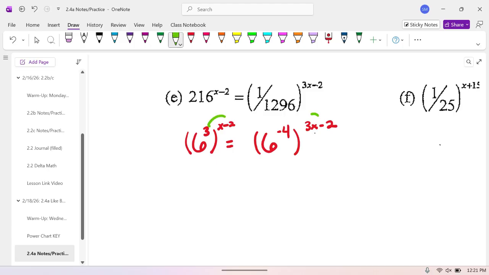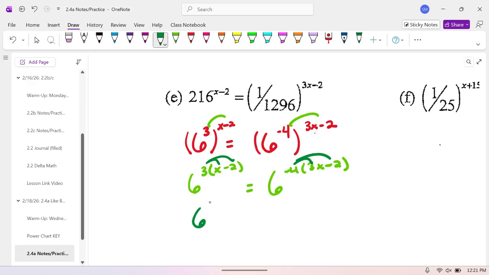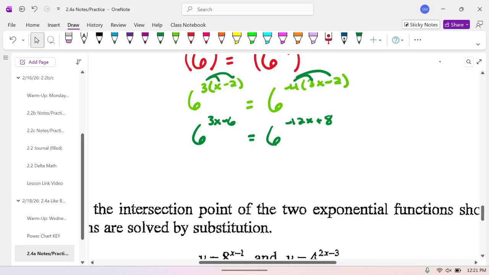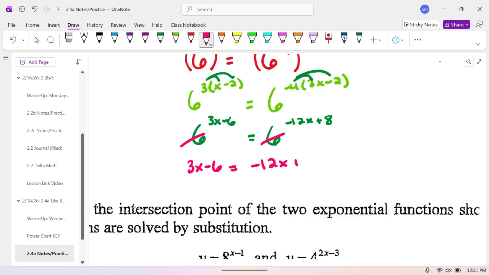Now I can enact the power rule. We're doing a power rule here, so I got 6 to the 3 times x minus 2 is equal to 6 to the negative 4 times 3x minus 2. Do a quick distribution. So I got 6 to the 3x minus 6, which is equal to 6 to the negative 12x plus 8. I can now eliminate the bases. So 3x minus 6 is equal to negative 12x plus 8.